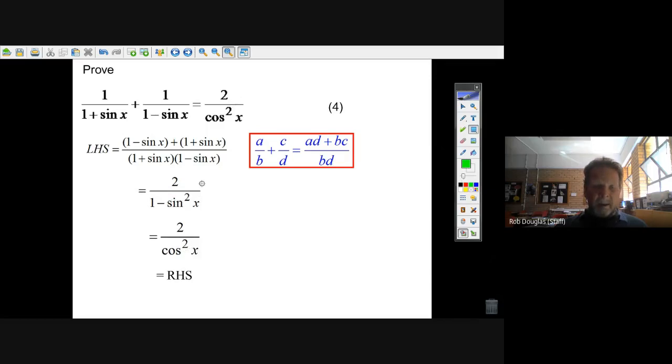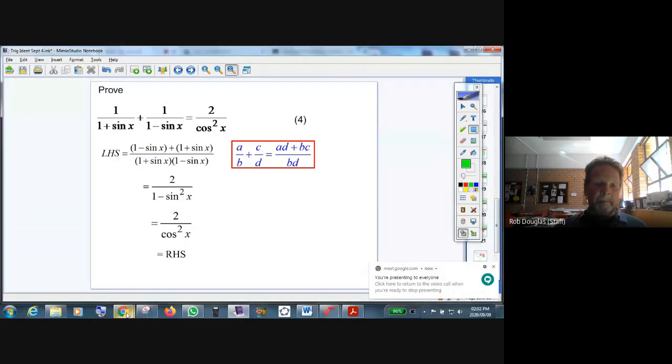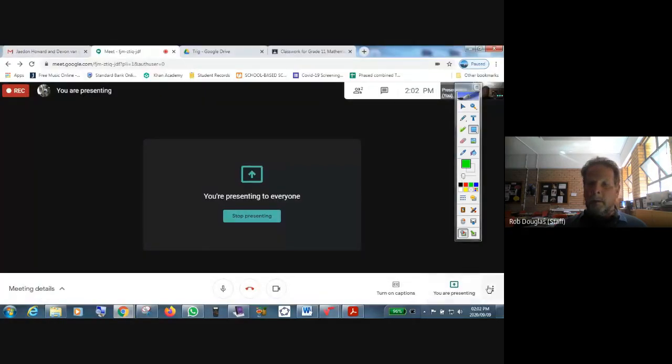Hey, I think we've done it again. We've made the left-hand side look like the right-hand side. And that's what we can say. We've got it to equal the right-hand side. So there we managed those two identities. I think that's enough for now.